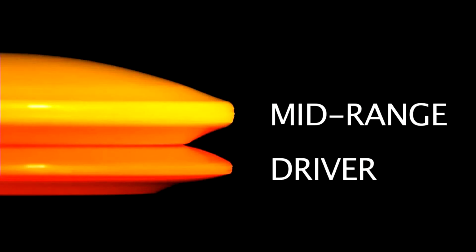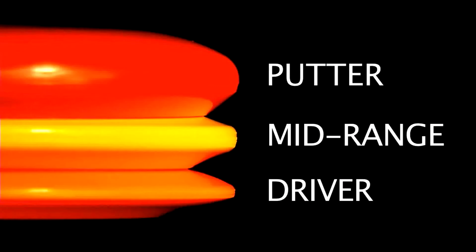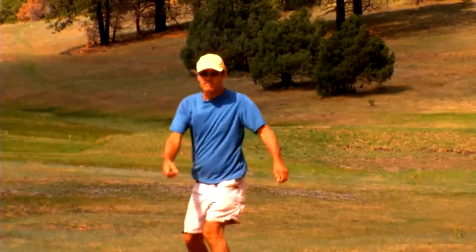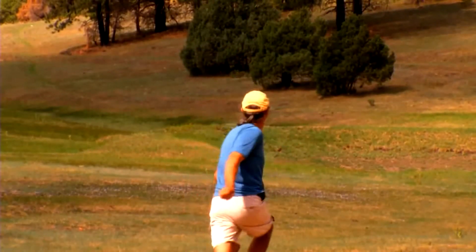Mid-range discs have a more blunted edge than the drivers. They won't fly as far, but they tend to fly straighter than most drivers. Putters have the widest and roundest edge. They are generally used for close-up shots. They won't go anywhere near as far as drivers, but they do tend to fly straight, even when they are not thrown hard.